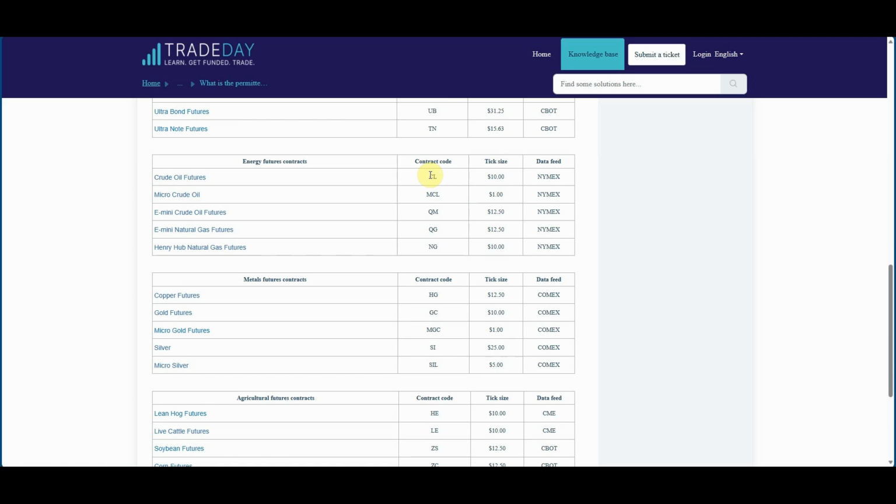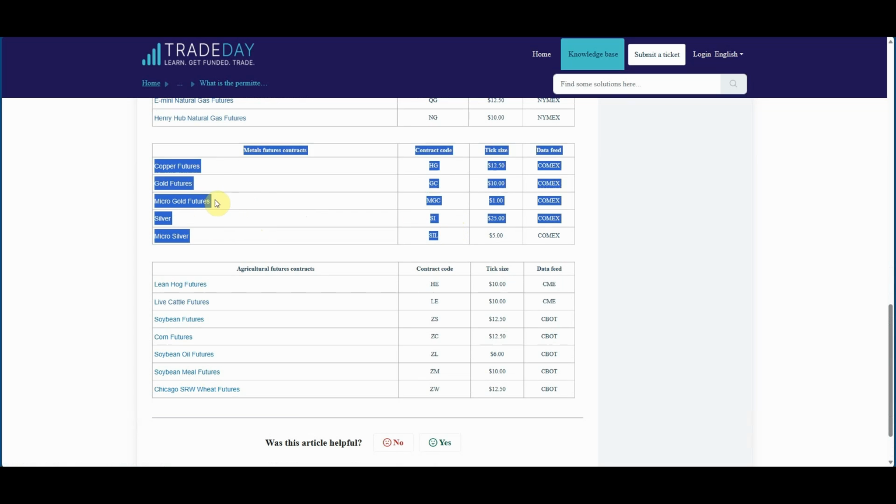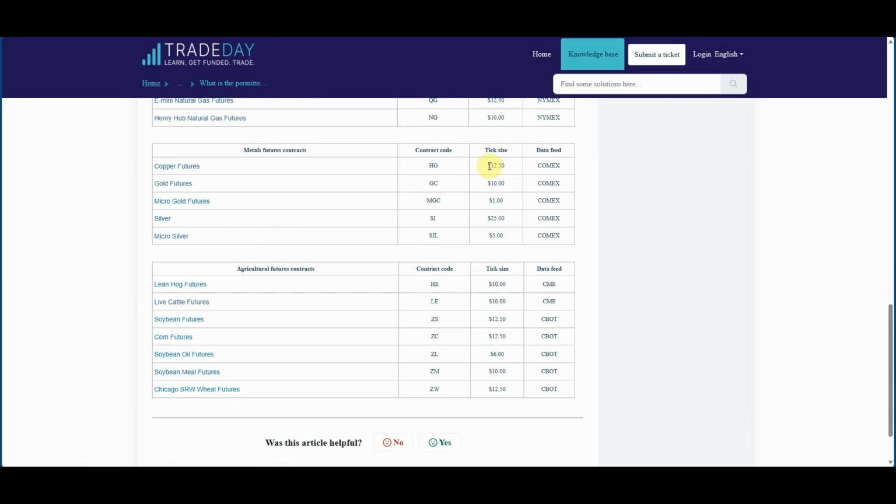So I've done a contract code video on Apex Trader Funding, so how you read and understand them. But basically you've got the code, and then you have the month or the quarter, which is represented by another letter. And then it's also followed by the year, which will be either 24 or 4, depending on what system or platform you're using. You've also got metals, so you can trade copper, gold, silver, and a couple of variations in the micros. Taking note of the tick size there as well.